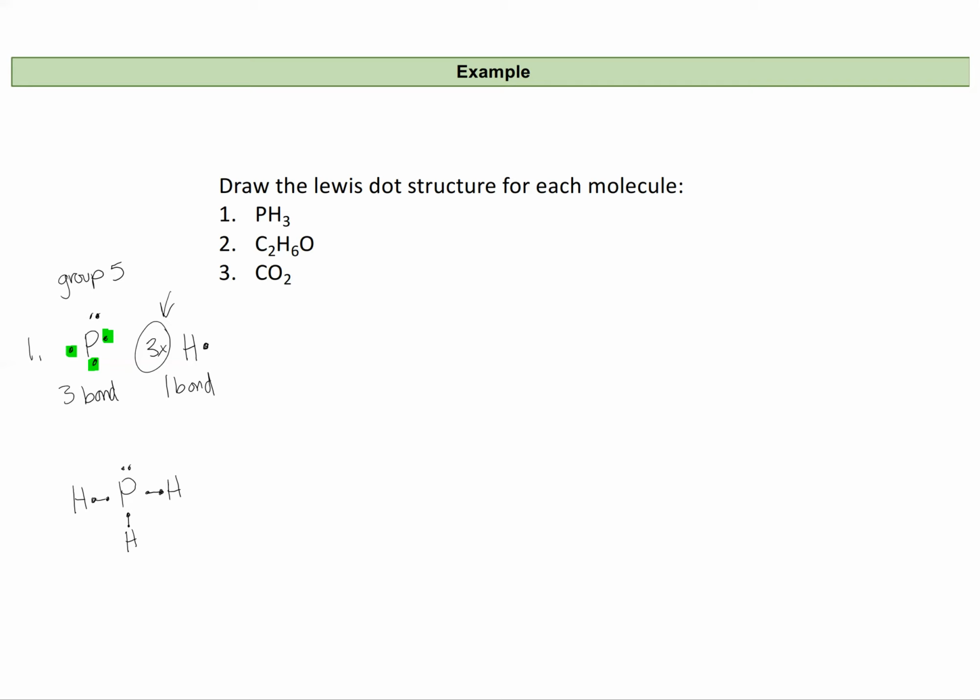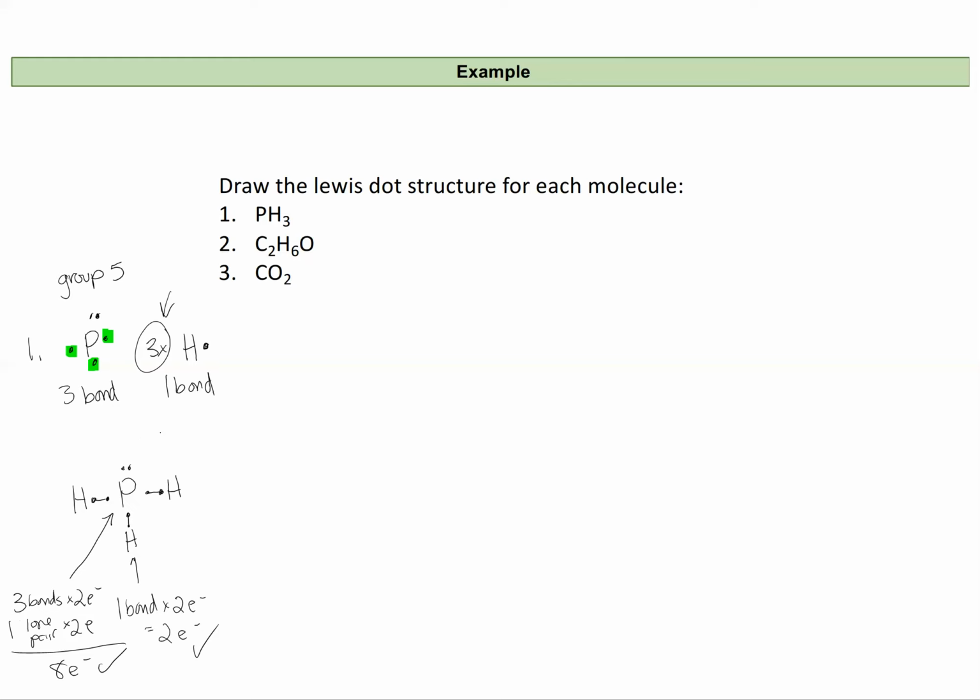I can double check it too. My hydrogens each have 1 bond with 2 electrons in it. That equals 2 total electrons, satisfying its duet rule. And my phosphorus has 3 bonds with 2 electrons each and 1 lone pair with 2 electrons. That's a total of 8 electrons, so the octet rule is satisfied. So this is a reasonable Lewis dot structure for phosphorus trihydride.